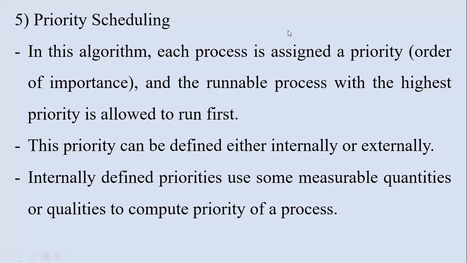The next algorithm is called priority scheduling. In this algorithm, each process is assigned a priority or order of importance, and the runnable process with the highest priority is allowed to run first. This priority can be defined either internally or externally. Internally defined priorities use some measurable quantities or qualities to compute the priority of a process.